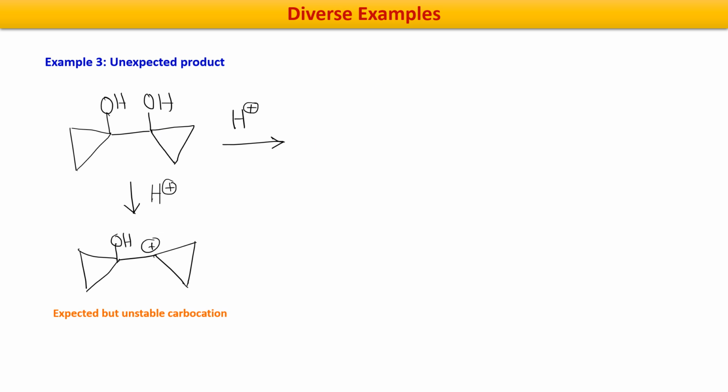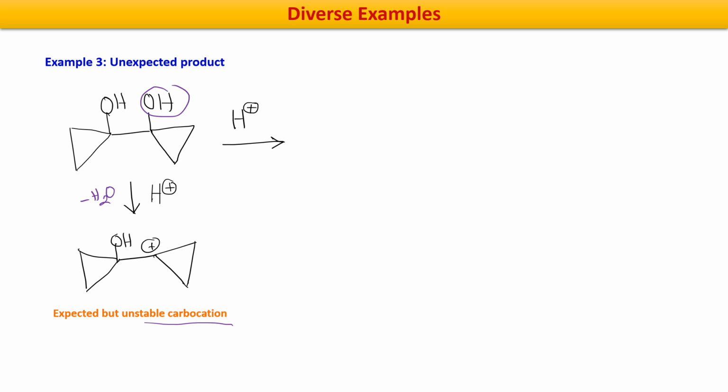Next example, here we will get some unexpected product. Let's see what is happening here. In presence of H plus, this is a symmetric molecule. So what we will be doing? We will be removing one of the OH in the form of water. So suppose you are converting this OH to OH2 plus, and then you are removing a water molecule and you are getting this positive charge here. But see, it is expected, but it is a highly unstable carbocation. The carbocation is sp2 hybridized, and it is expected that it will ask for 120 degrees. So here we have just 60 degrees in this three-membered ring, so it cannot breathe properly, right? So that is why this carbocation is not stable.